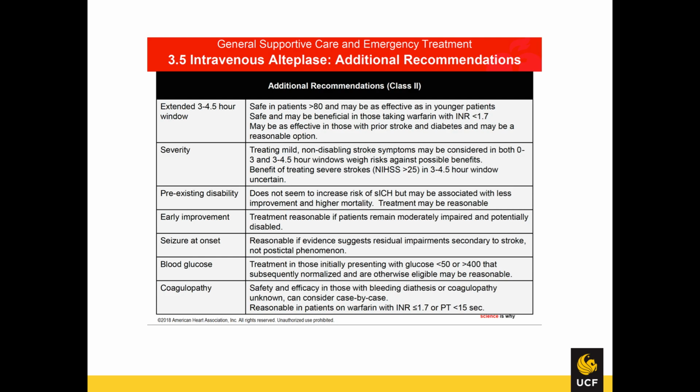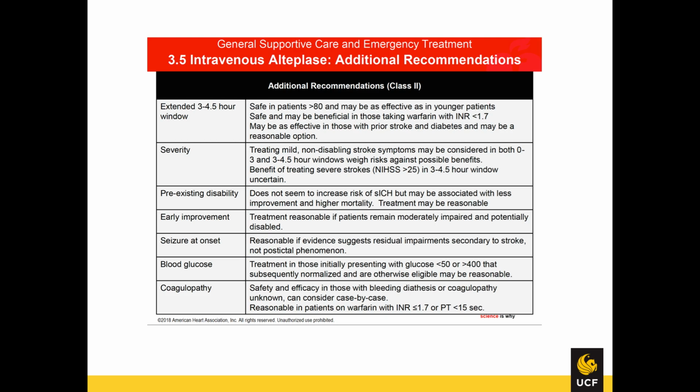In the extended 3 to 4.5 hour window, treatment is safe in patients who are greater than 80 and may be as effective as in younger patients, and safe and beneficial in those taking Coumadin with an INR less than 1.7. I would know that. It may be as effective in those who've had a prior stroke and diabetes, and may be a reasonable option. Severity, treating mild non-disabling stroke symptoms may be considered in both the 0 to 3 and 3 to 4.5 hour window periods, but again, you have to weigh the risks and the benefits.